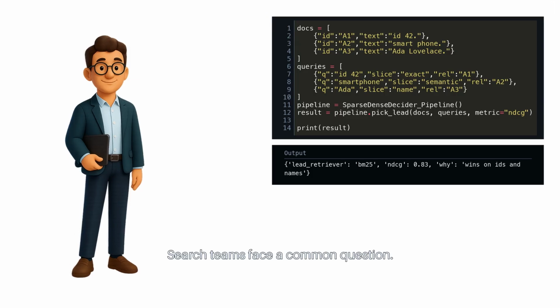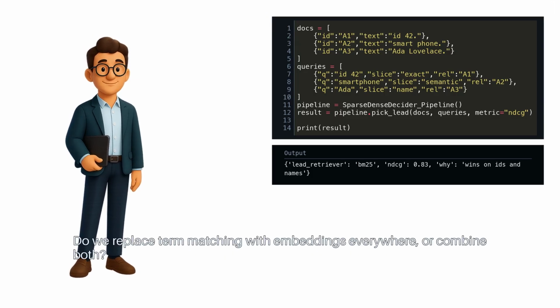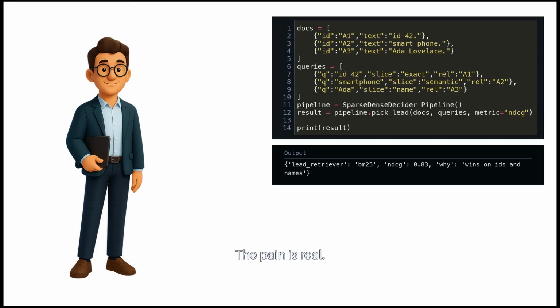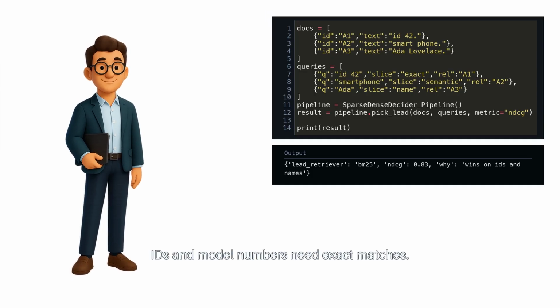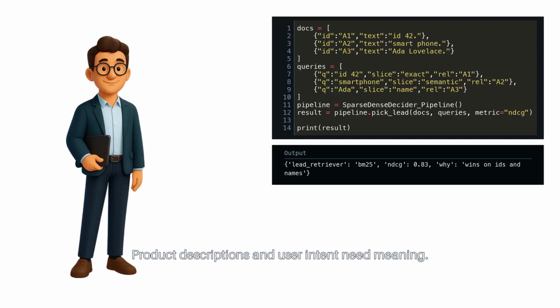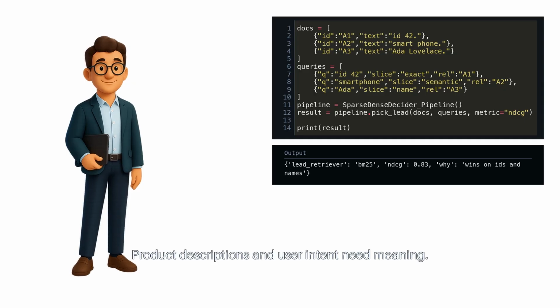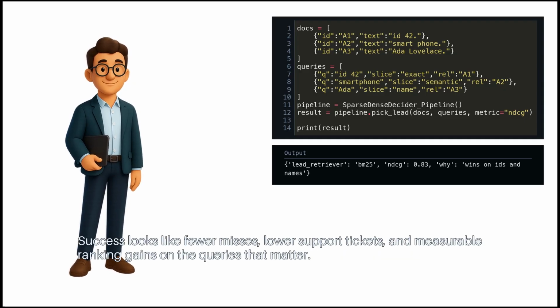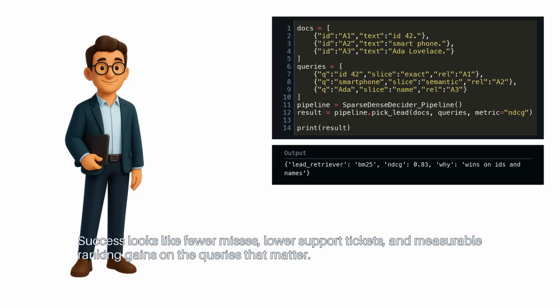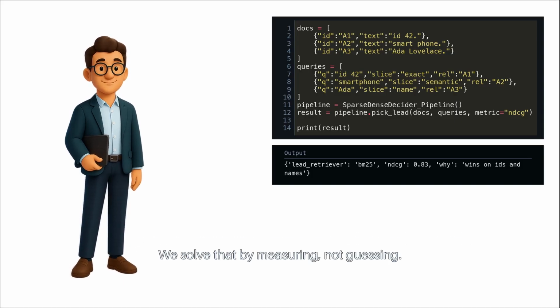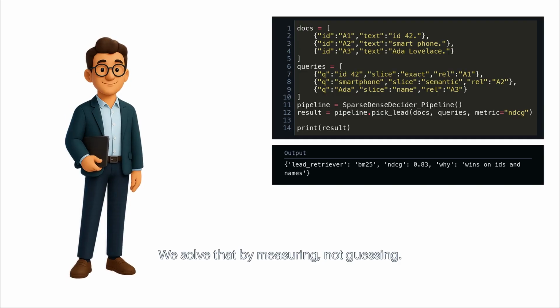Search teams face a common question. Do we replace term matching with embeddings everywhere, or combine both? The pain is real. IDs and model numbers need exact matches. Product descriptions and user intent need meaning. Success looks like fewer misses, lower support tickets, and measurable ranking gains on the queries that matter. We solve that by measuring, not guessing.